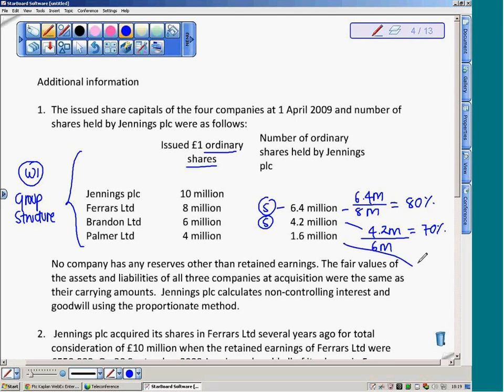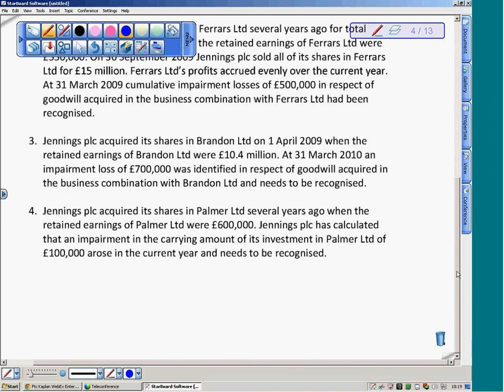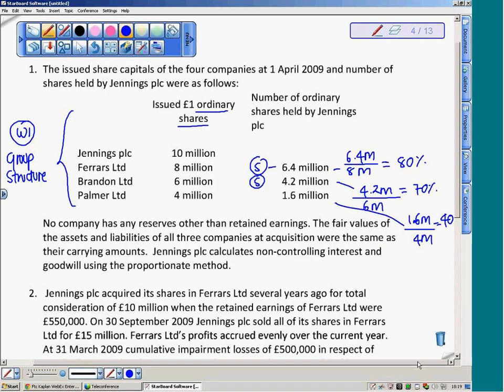However, if I count the shareholding there, it's the 1.6 million against the 4 million, and with a calculator I get 40%. Let's just bring it down. It reflects 40%. Okay. That tells me that is an associate. I do not want to consolidate my associate. We equity account for the associate.